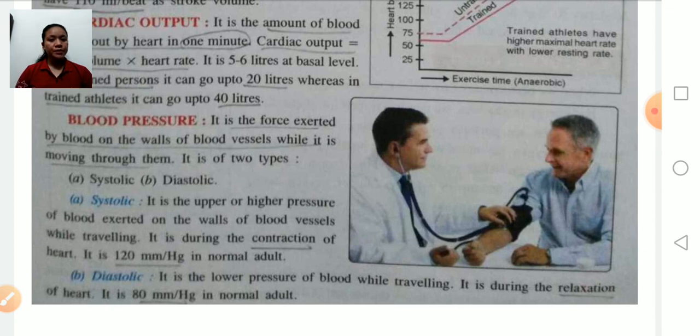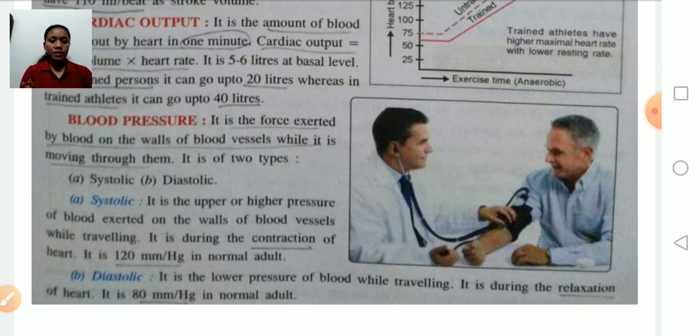Systolic blood pressure is the upper or highest pressure of the blood exerted on the wall of the blood vessels. Maximum pressure, systolic means maximum pressure exerted by the blood on the wall of the blood vessel. It is during the contraction of the heart, and it is approximately 120 mm Hg in a normal adult.